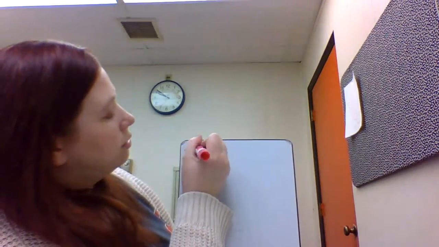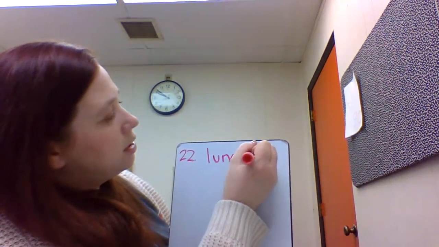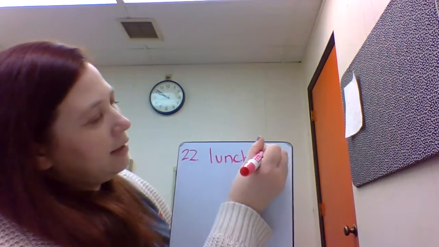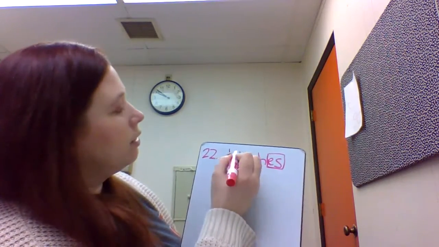22. Lunches. Here we have a suffix, ES. We have our digraph CH, we're going to underline, and our U gets a breve.